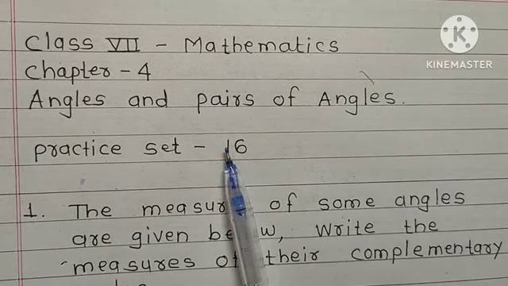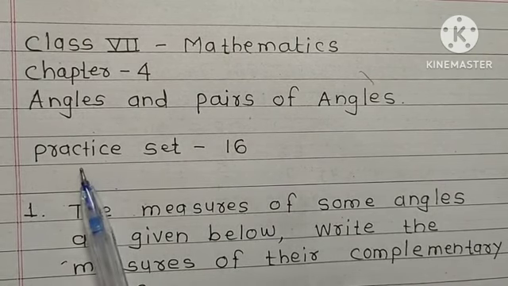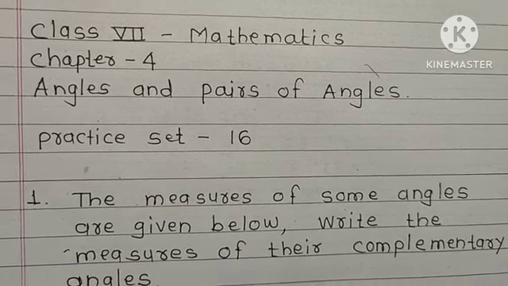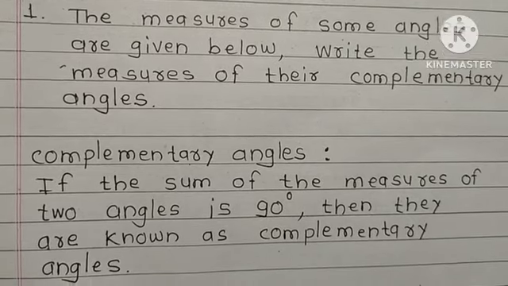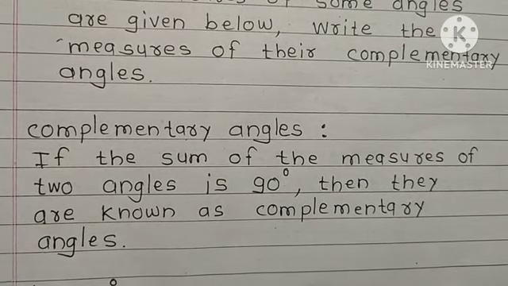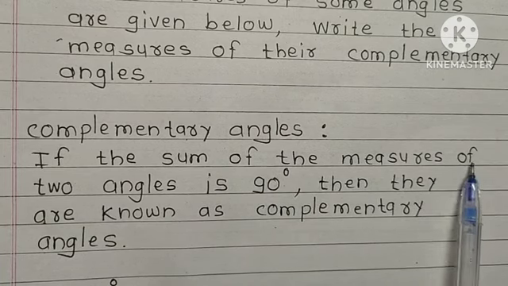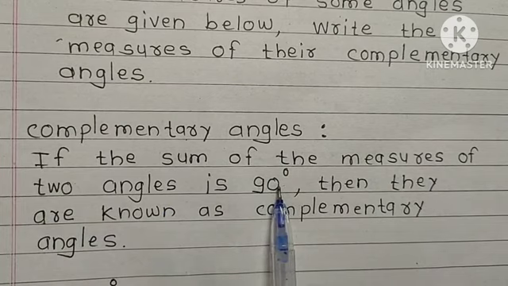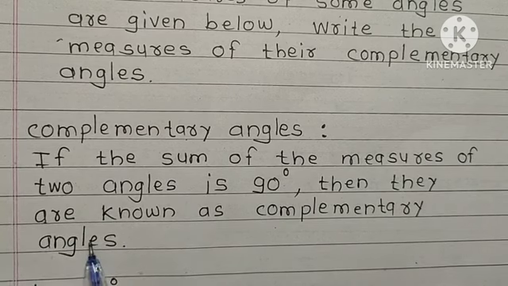In the last lecture, we have seen practice set 15. Now today we are going to start practice set 16. Before going to start practice set 16, we should know what are complementary angles. If the sum of the measures of two angles is 90 degree, then they are known as complementary angles.